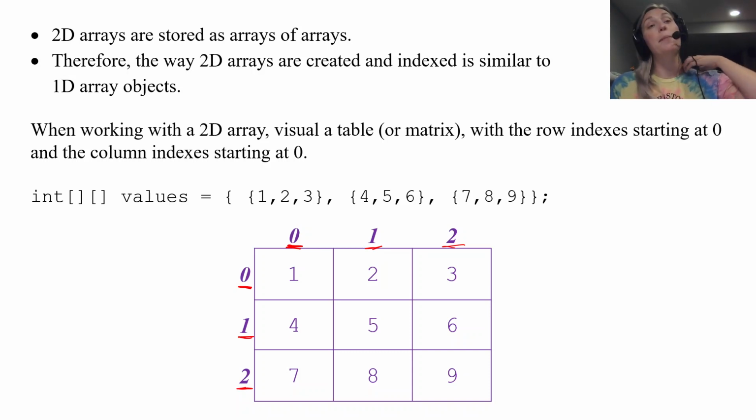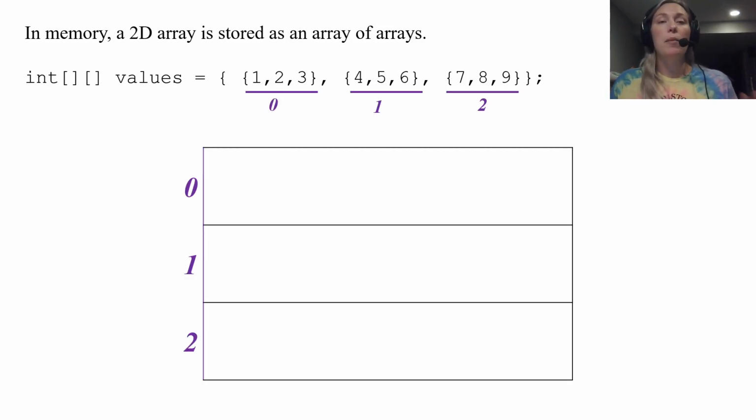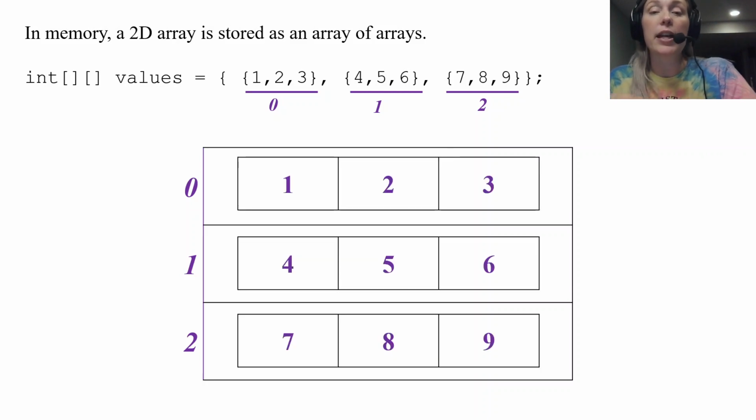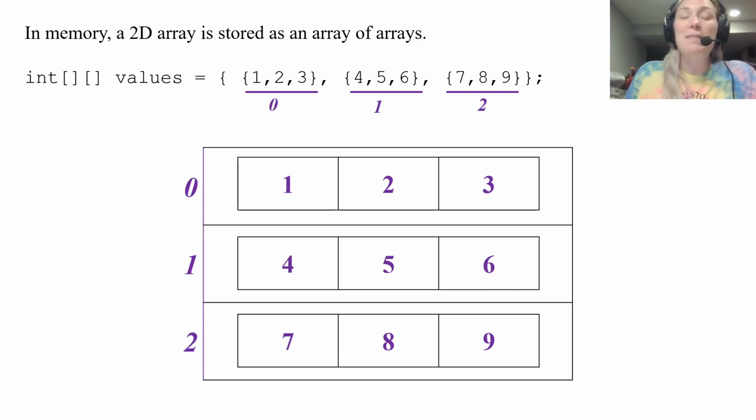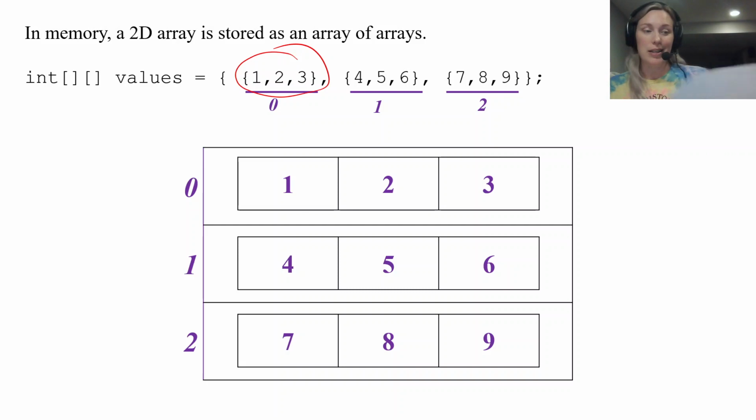Now, what actually happens in memory is that a 2D array is an array of arrays. So what that means, just to put a visual to how it's stored in memory, although you won't visualize this when you're working through problems, is it first creates an array. We would call that an array right now. 0, 1, 2 are the indices, and it creates that array first, and then it stores these little mini arrays in the array, right? So this mini array, this 1, 2, 3, is an array inside of another array. Okay, kind of like an inception scenario there.